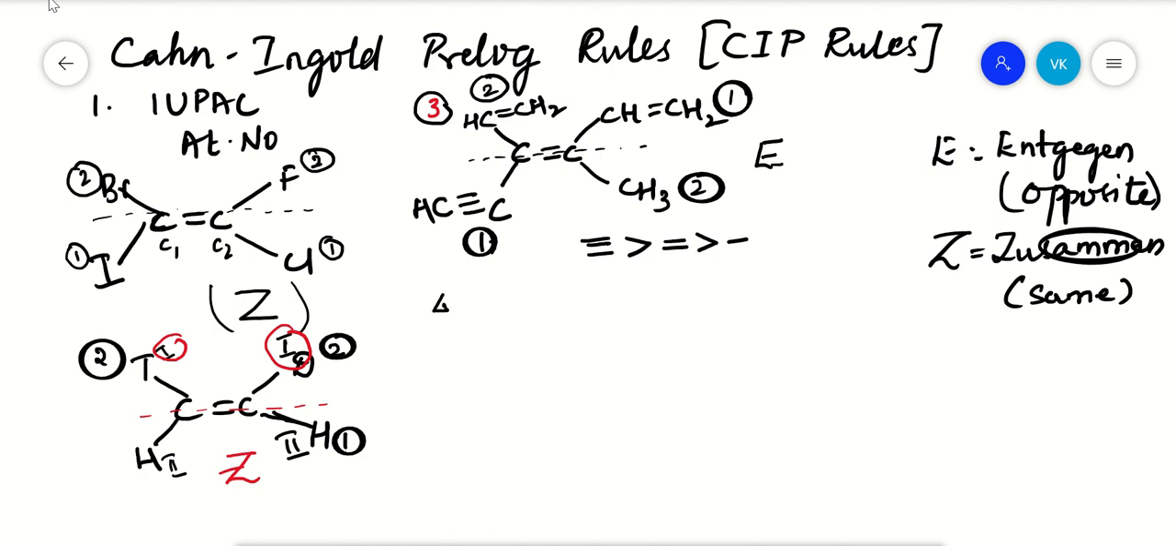Then we'll go to the fourth rule. The fourth rule says that if cyclic structures are present as substituents, then the larger numbered ring is given more preference than the smaller numbered ring. What is this? Let us take one example here again.